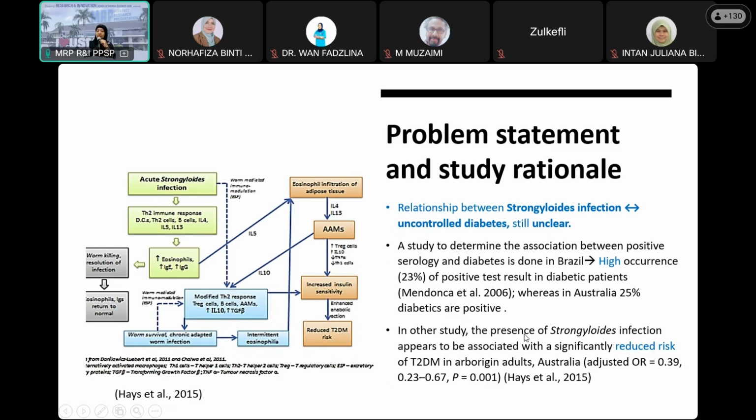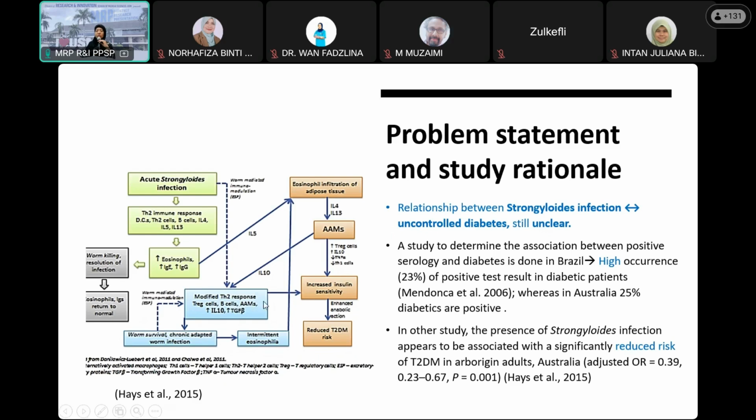But in another study, done in Australia, the presence of Strongyloides infection appeared to be associated with a significantly reduced risk of diabetes. The justification for the second statement is that when you have acute worm infection, it will excite the Th2 immune response and increase the eosinophils as well as IgE antibody, so the worm will be killed. But the increase in eosinophils will cause infiltration in the adipose tissue and activate macrophages. These macrophages will secrete cytokines, especially interleukin-10, which will increase the Th2 response of the body. So what happened?